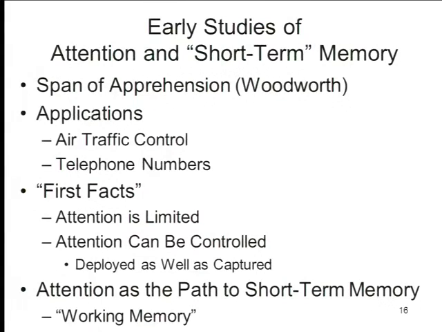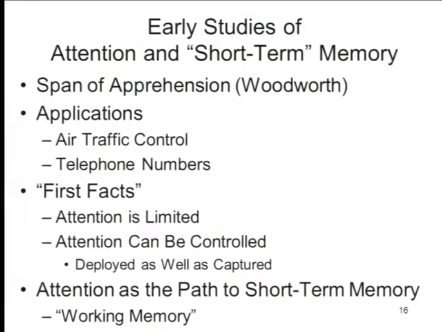On the basis of these kinds of studies performed in the 30s and the 40s and the 50s, we learned for sure these what are thought of as first facts about attention. First, that attention is limited, that there's just only so much information you can hold in your mind at one particular time. And then second, that attention can be controlled. An air traffic controller can pay attention to a particular plane passing across his or her radar screen and not be distracted by all the other blips that are appearing there. And then finally, as I said before, that attention really is the path to short-term or working memory.